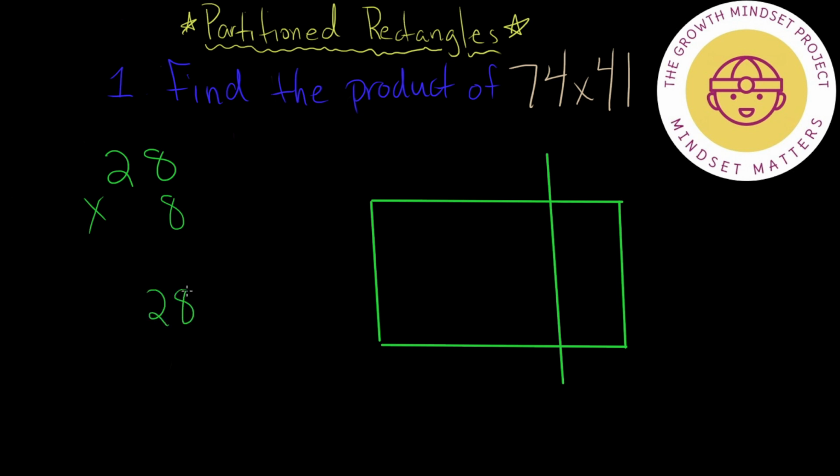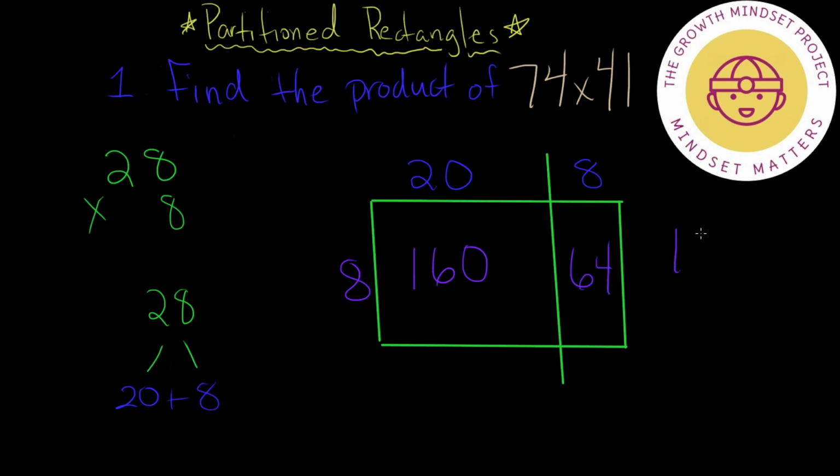We know 28 is really just 20 plus 8. So I'm going to write 20. And then I'm going to write 8. And we know that 8, well, that's just an 8. Okay? Well, what is 8 times 20? Well, I know 8 times 2 is 16 and 1 zero, so 160. I know 8 times 8 is 64. And now I just add them. 160 plus 64. 4 plus 0 is 4. 6 plus 6 is 12. Carry the 1. 1 plus 1 is 2.